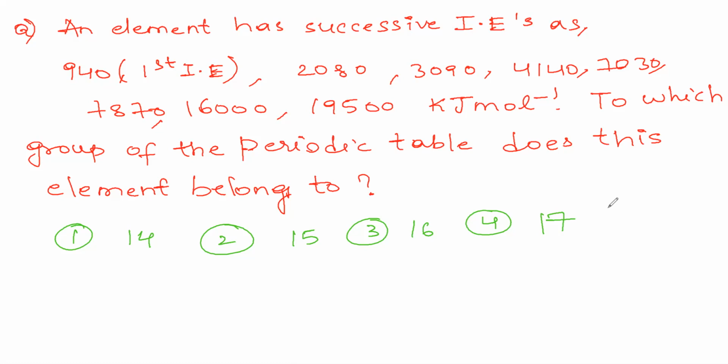So that element has up to 6 valence electrons only, because you see 940 is first, second is 2080, third is 3090, fourth is 4140, fifth is 7030, sixth is 7870. After removing 6 electrons, the seventh should be removed from a stable octet configuration. It means it has 6 valence electrons, because after removing all the valence electrons, the next electron will have much more ionization energy. So the main conclusion for this question is it has 6 valence electrons. If an element has 6 valence electrons, it is placed in the 16th group. So the answer is the third option.